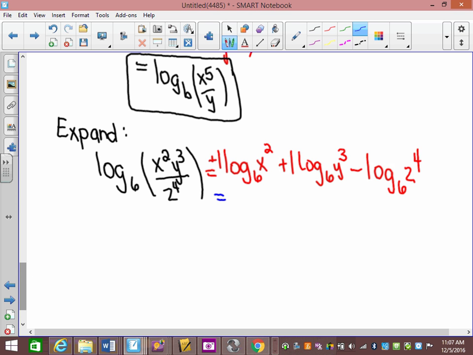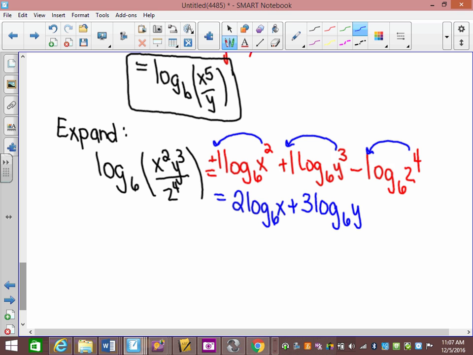So we're going to get 2 log 6x plus 3. We're going to move these babies in front. When we move them in front, they just multiply by the number that's there already. So it would be 2 times 1, which is 2. 3 times 1, which is 3, log 6y. And then 4 times negative 1, which is negative 4, log 6z. And now we'd be done.